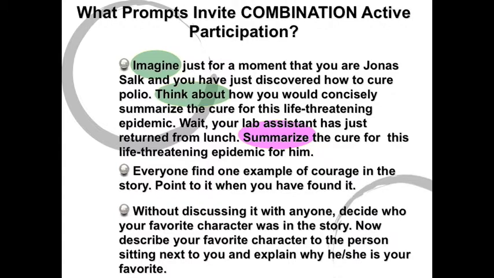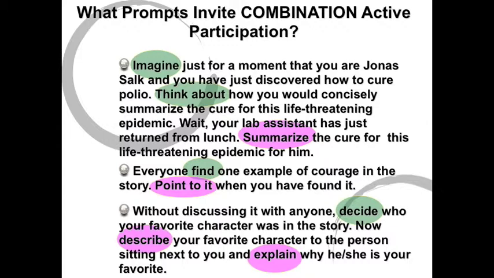In the first example, both imagine and think about are covert cues. Summarize is the overt cue. Don't be fooled by the word wait. There is no mental processing happening as a result of the word wait. In the second example, the word find is the covert prompt. The words point to it are the overt prompt. In the last example, it's decide that's the covert prompt, and describe and explain that are overt prompts.